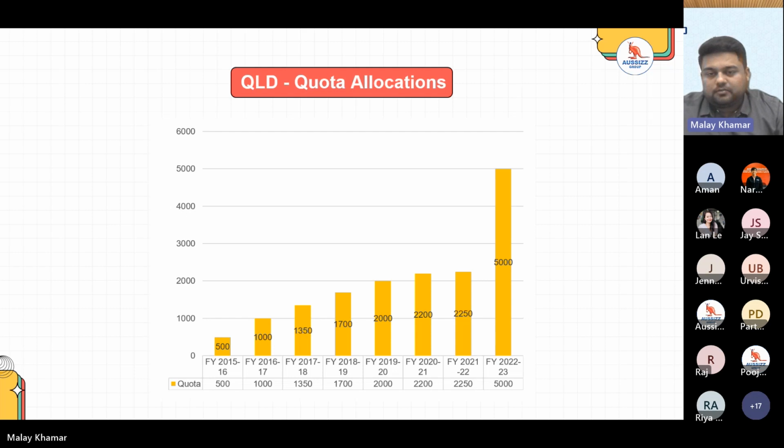Whenever the priority processing quota is open, you need to submit your registration into the priority quota to get an invite. If you're not lodging the priority applications, you will not get an invitation for the Queensland state nomination. Additionally, if you apply into priority and get an invite in priority processing, you have only 7 days to submit the documents.